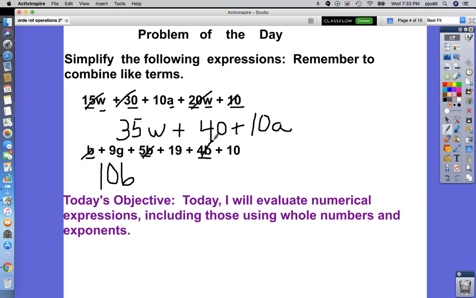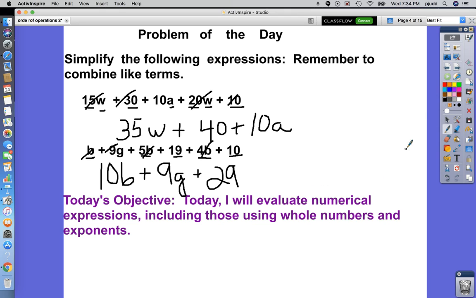And now I'm going to look at what's left. I have 9g plus 19 plus 10. Well, I don't have anything else with g's, so I'm going to bring down 9g. And I have a constant 19 and a constant 10. And when I add them together, I have 29. So again, I've combined this expression as much as I can, and I have my simplified expression.